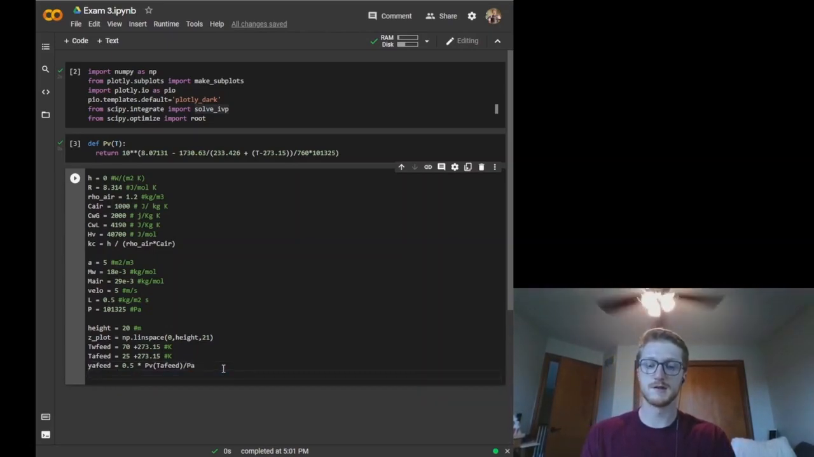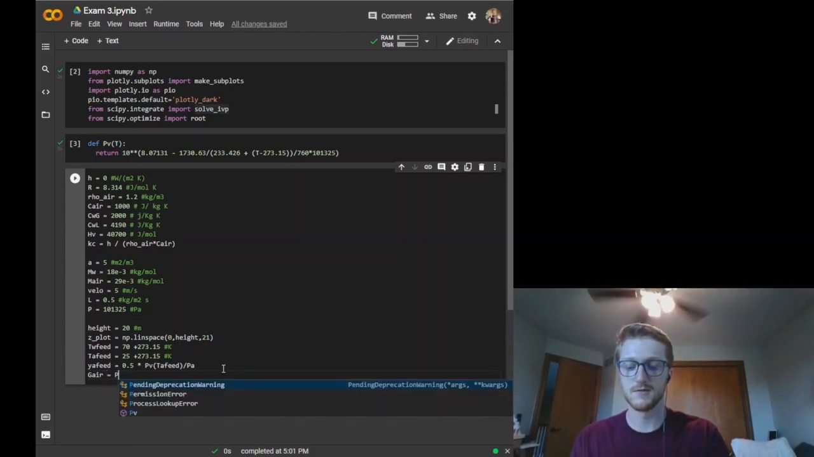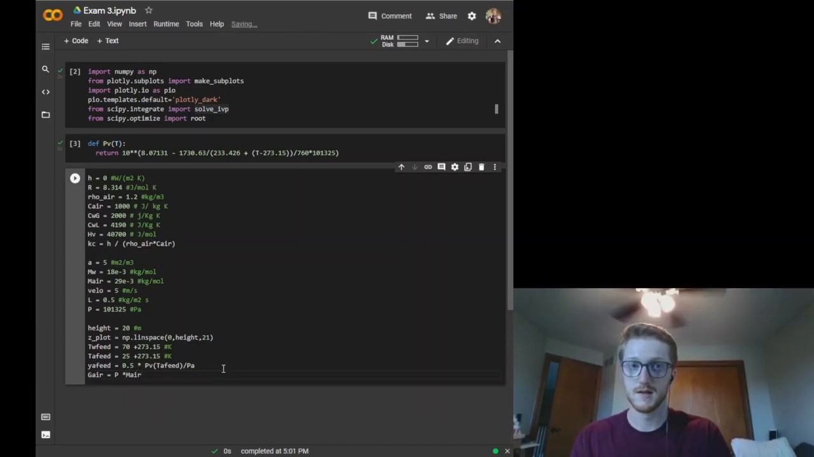And then we want to define our gas flow rate of just the air, not just the gas flow rate in general. So we want to define that as the total pressure times the molecular weight of air divided by the ideal gas constant times the feed temperature of the air. And then we want to divide by the velocity of the air.